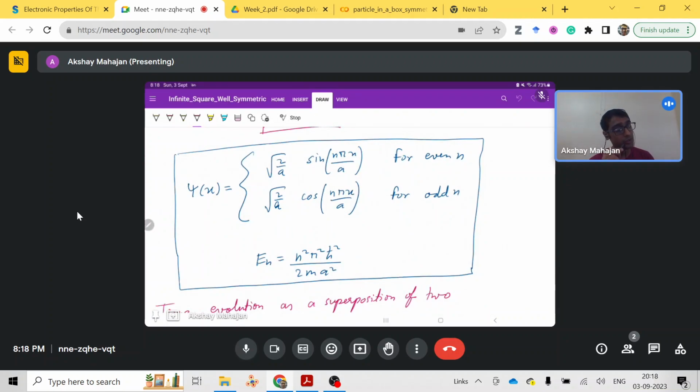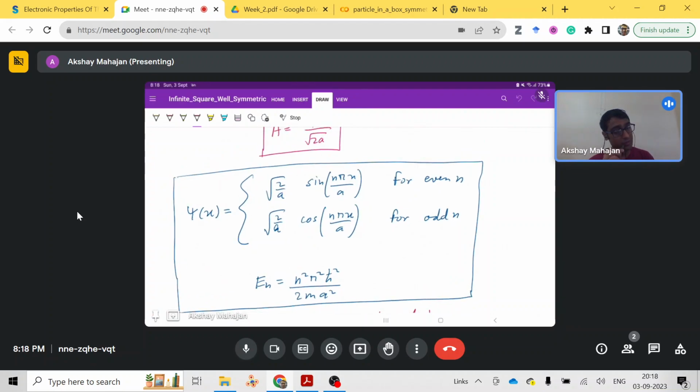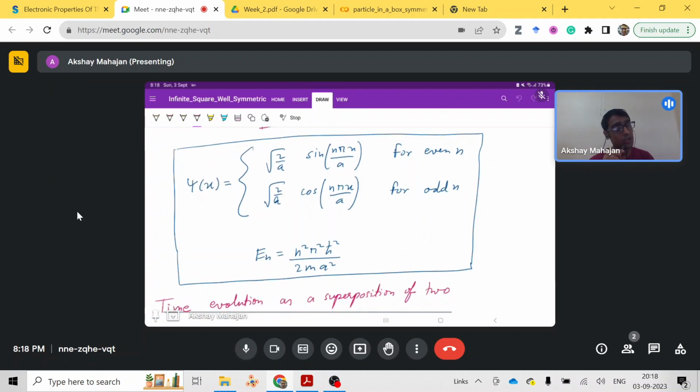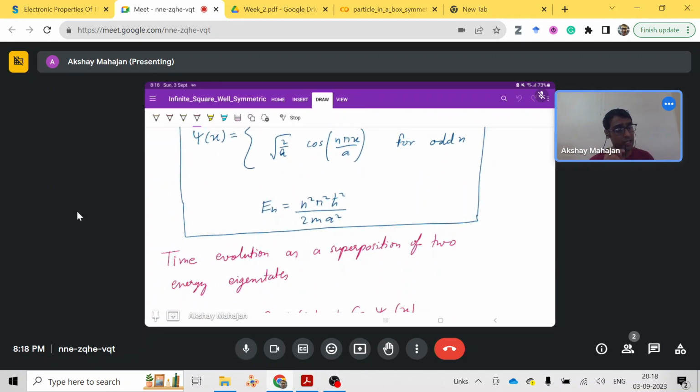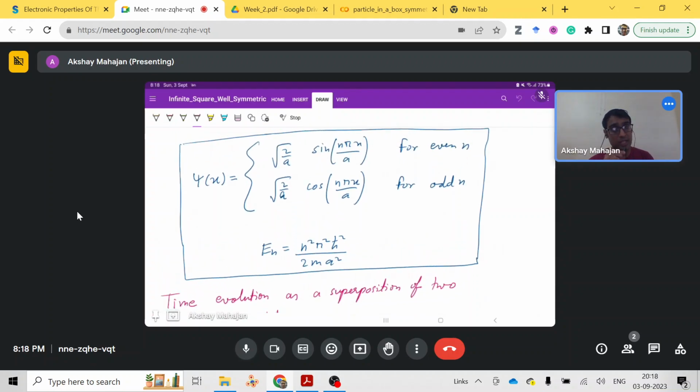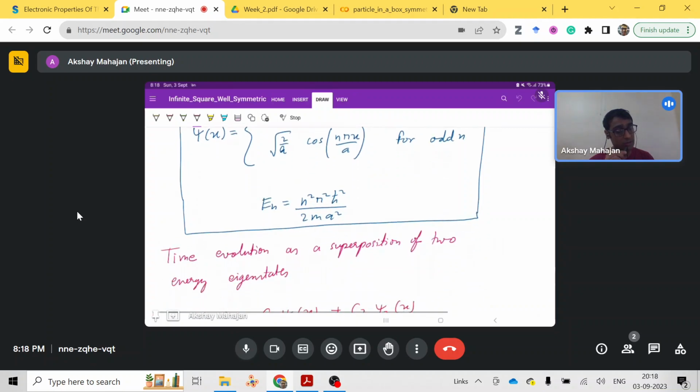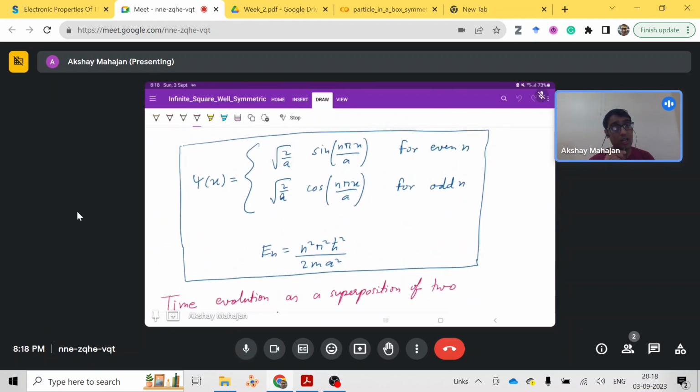wave function, real solution, we will get our psi x for even n as the same, under root 2 by a sin n pi x by a, and for odd n, now it will be under root 2 by a cos n pi x by a, and the energy eigenvalues come out the same. So basically, what we have seen here is that because of the symmetric potential, the solution has changed numerically.